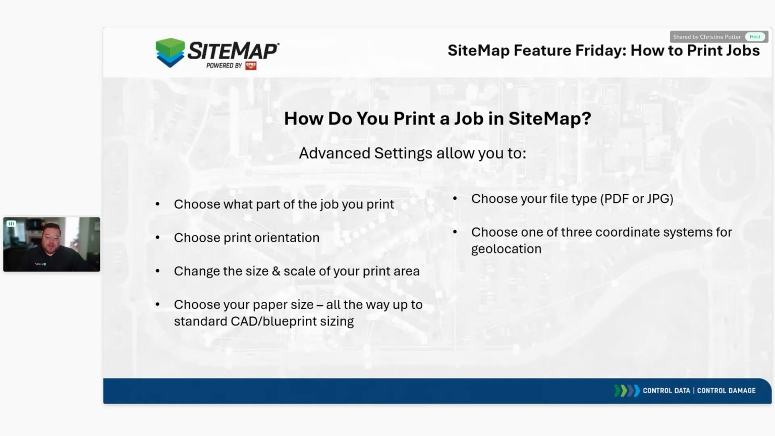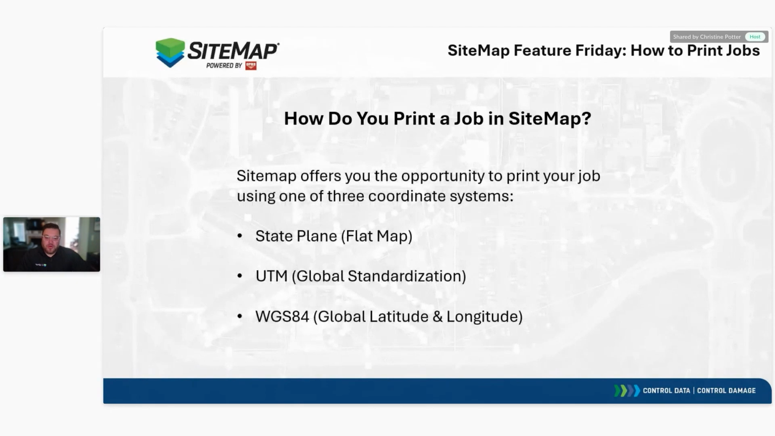The next step is you'll choose your file type. We have two different options, PDF or JPEG. That's really straightforward, so I won't spend a whole lot of time on that. And then finally, where you do have some options, and I'll go through an explanation of this, you can choose what coordinate system you'd like to print in. So we'll go through a little bit of that as well.